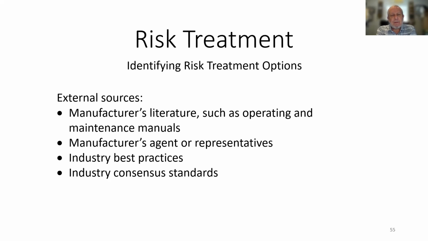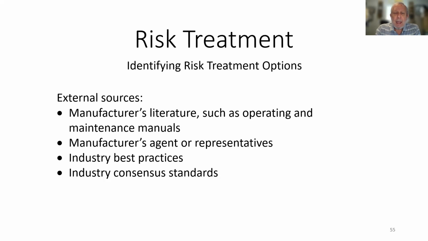External sources: manufacturers' literature, such as operating and maintenance manuals. This is something else I'm going to stress a little bit. Manufacturers' literature is critical, and OSHA, even in process safety management, says that you should keep up your equipment in accordance with the manufacturer's recommendations. That's what that manufacturer's literature is. Manufacturer's agent or representatives. This can vary. Sometimes their agent is just a salesperson. They can't help you at all.